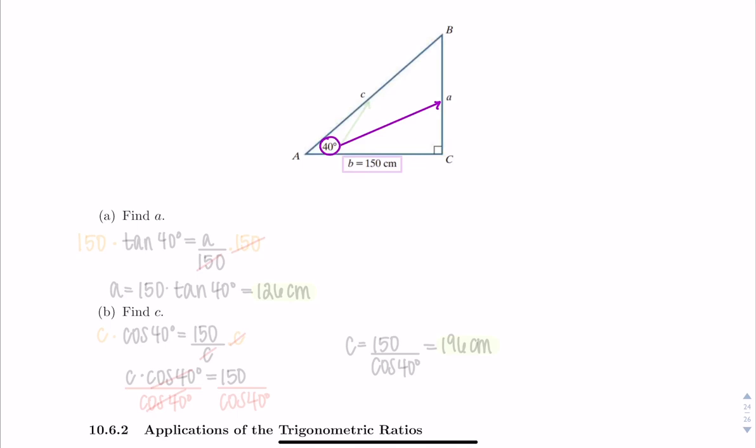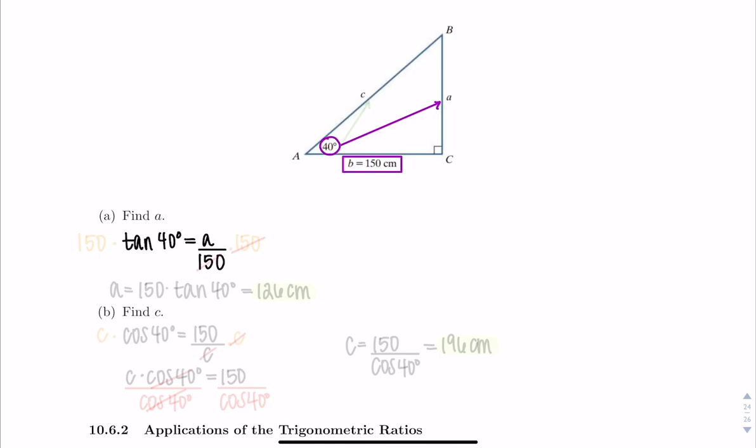And we were given the side that's adjacent, which was b equals 150 centimeters. So because we are looking for the opposite and we're given the adjacent in regards to the 40 degrees, we can use tangent to figure it out. So the tangent of 40 degrees equals opposite, which in this case is the a we're looking for, over adjacent, which is 150 centimeters.